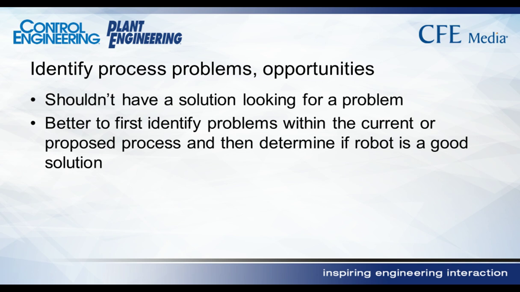We must first identify problems or opportunities within our process. I often tell the manufacturers that we work with that you shouldn't have a solution looking for a problem. Walking around your facility looking for places that you can put a robot will often lead to a failed project or a project that never even gets off the ground. Instead, we should look at our process and identify areas where it can be improved. Once we find areas of improvement, we can consider solutions, which may be robotics or maybe something completely different depending on the application.